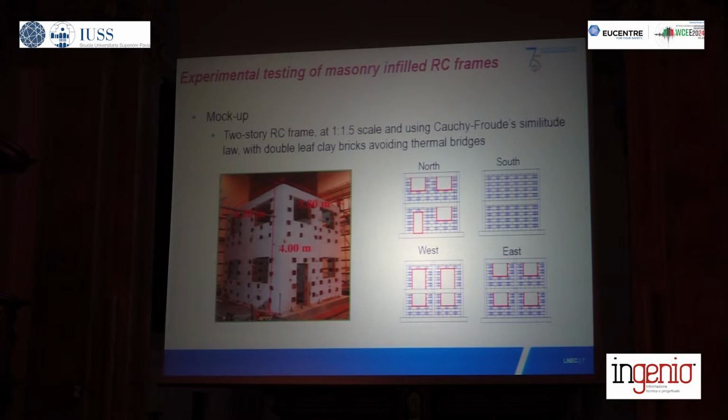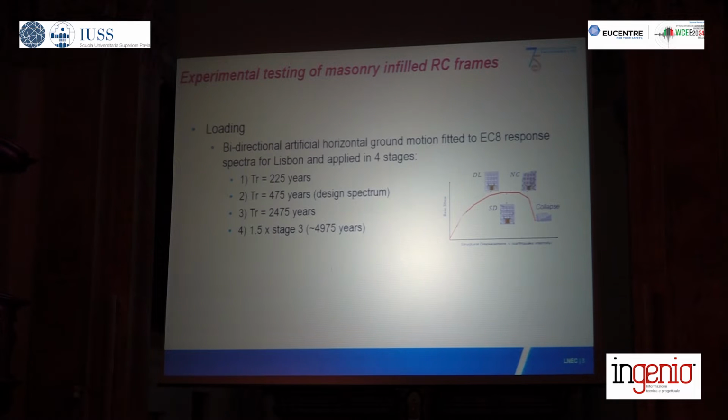Now, looking at a first example of an experimental test, we have here a 1 to 1.5 scale mock-up that we tested at the shaking table. It's a reinforced concrete frame with double leaf masonry infills to avoid thermal bridges, and this structure has been subjected to a number of stages of seismic action, of different and increasing seismic intensity.